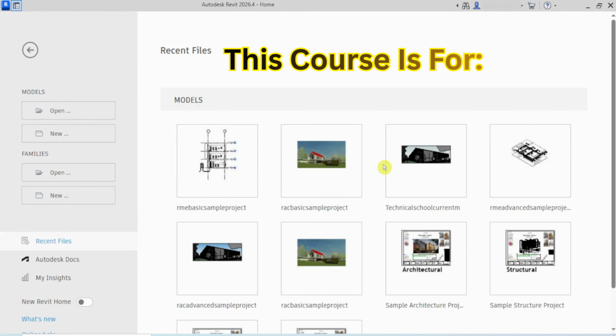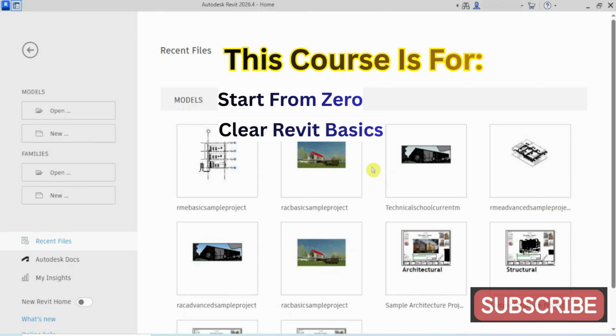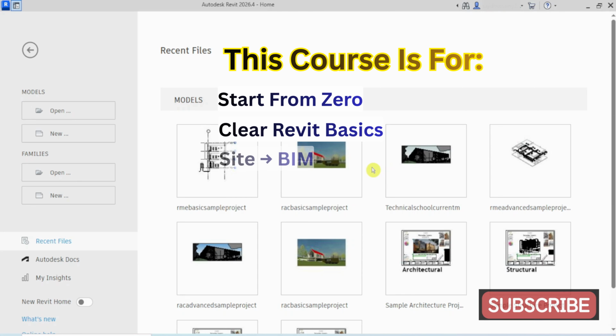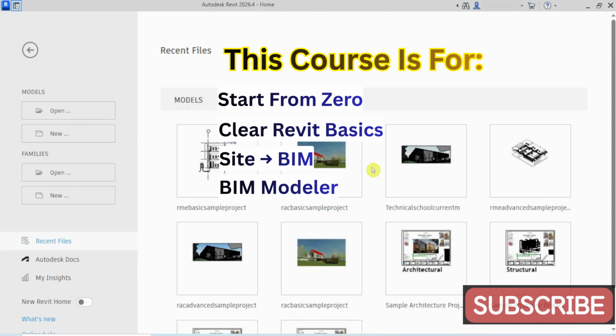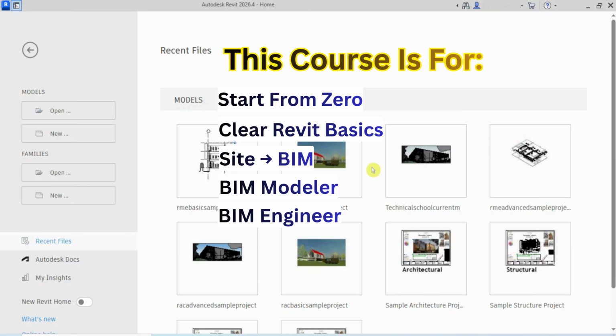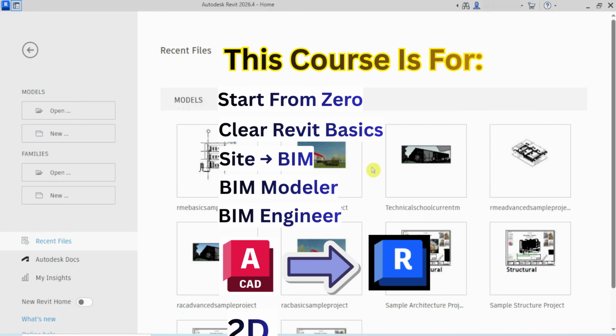And this course is designed for targeting students starting Revit from zero knowledge, professionals who are confused about Revit basics, site engineers shifting their career into BIM, and those who want to become BIM modeler and BIM engineer. Anyone moving from AutoCAD to Revit, that is 2D drafting to 3D modeling, they can utilize this course and excel.